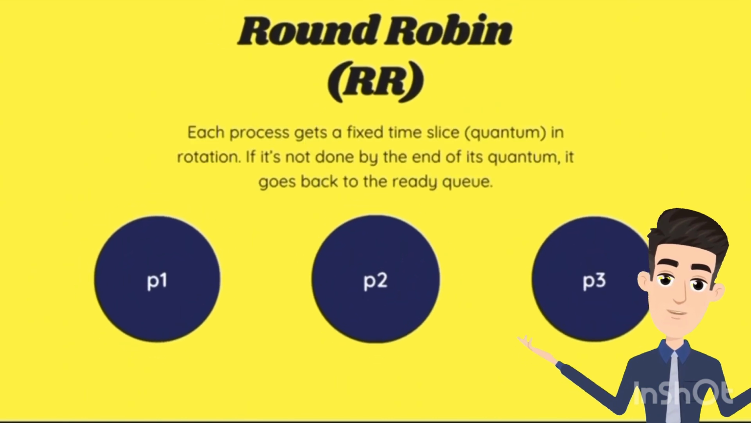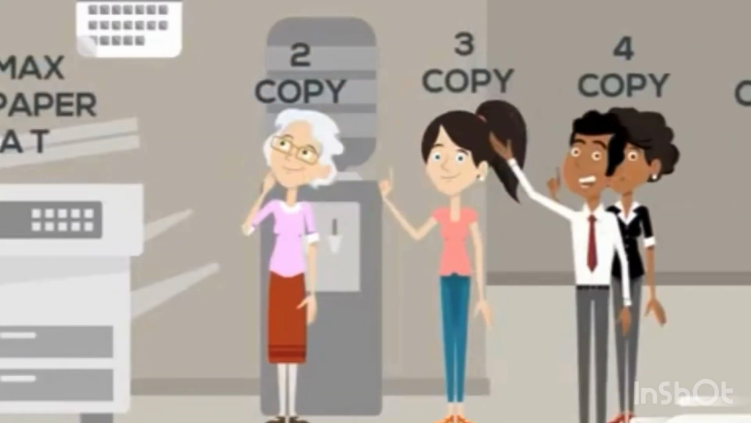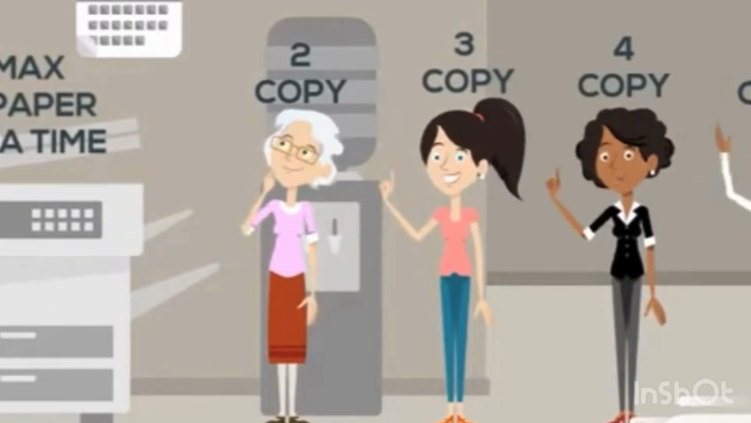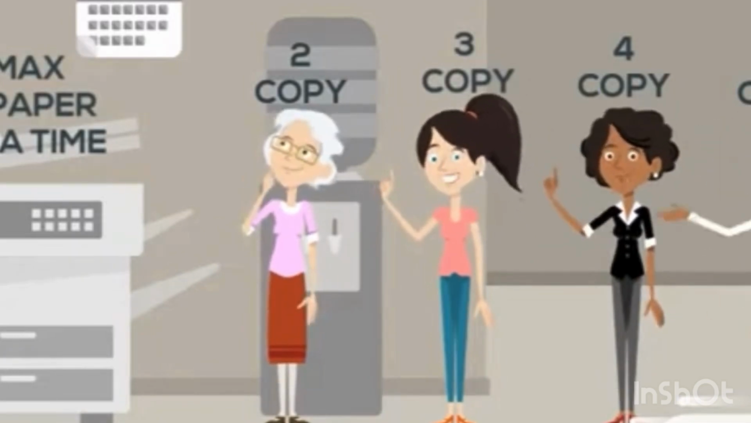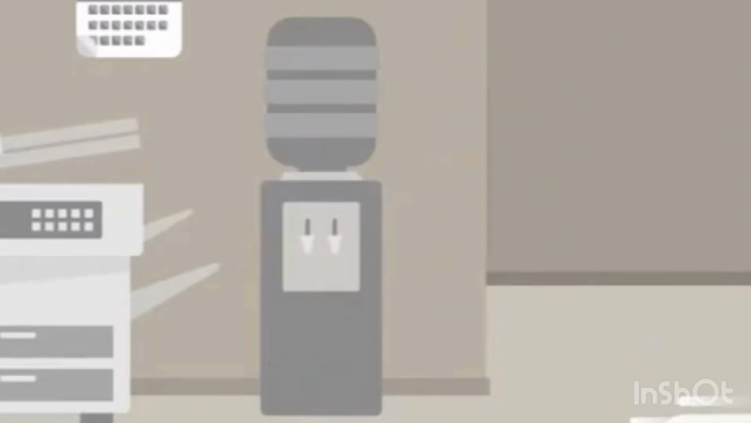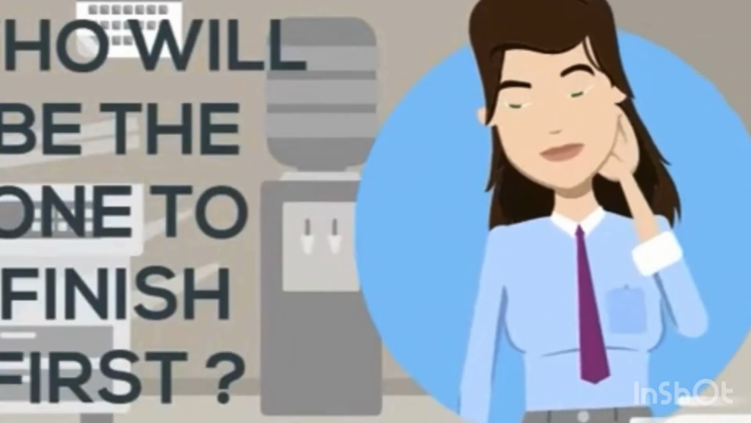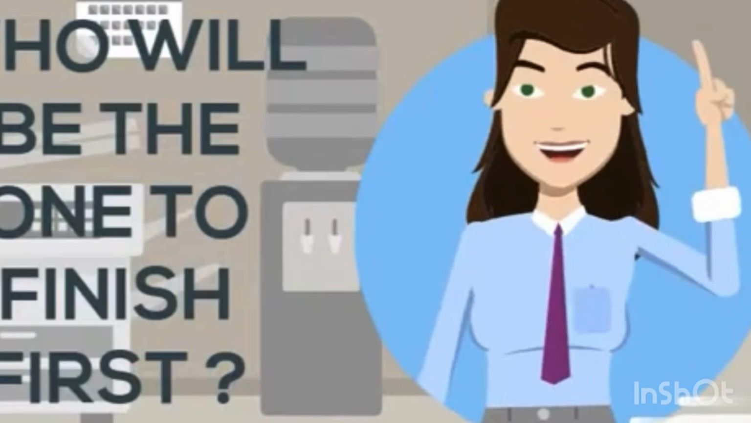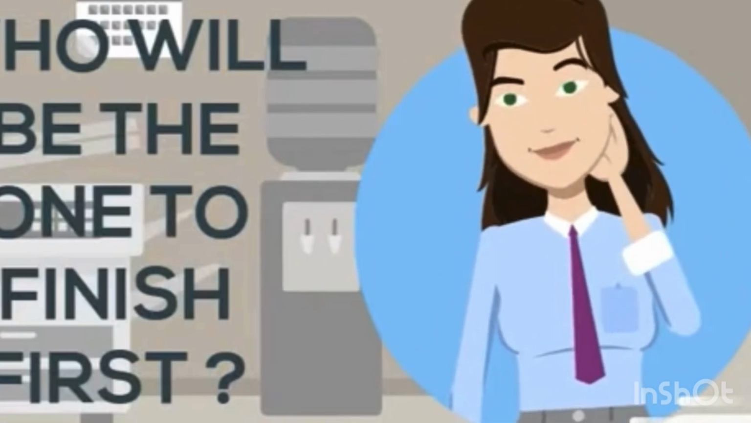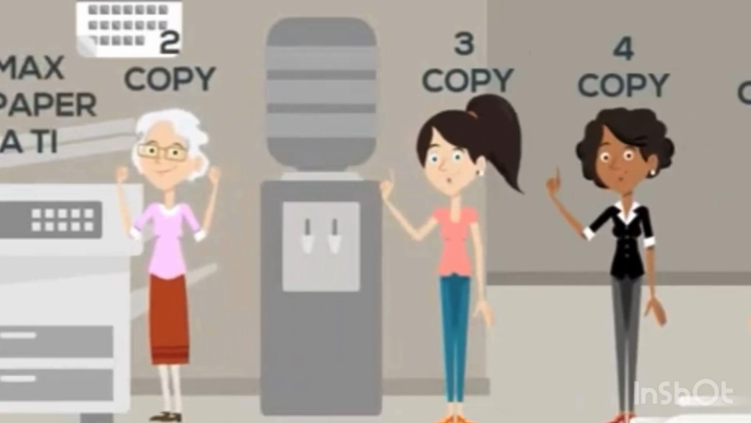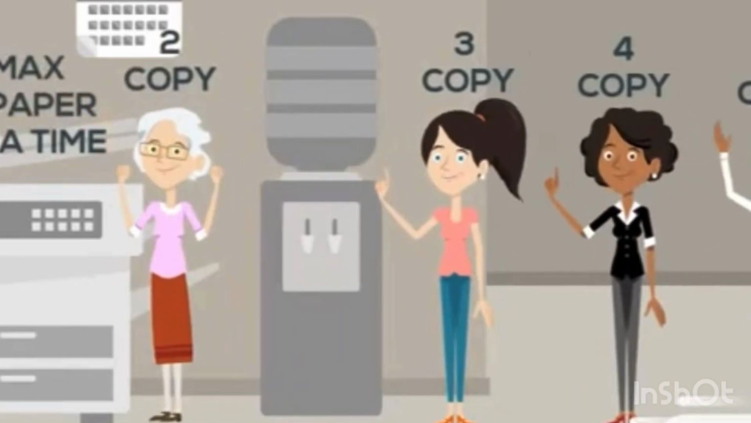Let's talk about round robin scheduling, one of the most fair and widely used CPU scheduling techniques, especially in time sharing systems. In earlier methods like FCFS or priority scheduling, a single process could hold the CPU for a long time while the others waited. But round robin solves this by dividing the CPU into small time quantum units. Each process gets the CPU for a fixed time, and if it's not finished, it goes back to the queue to wait for its next turn.